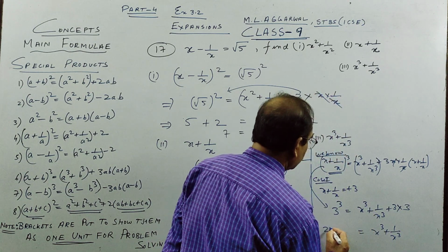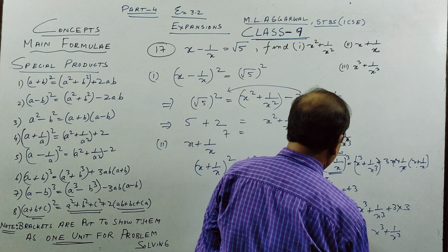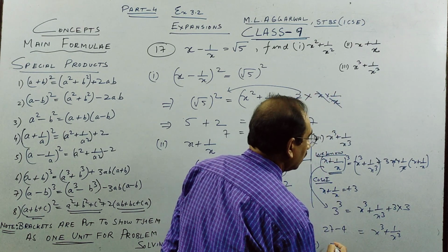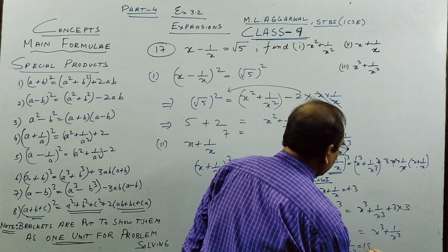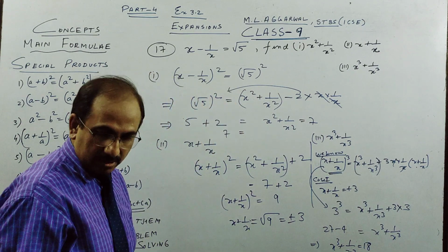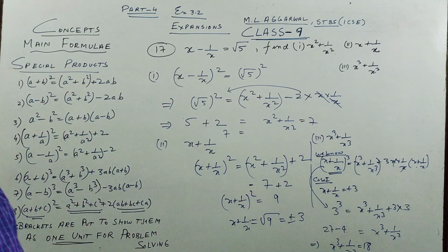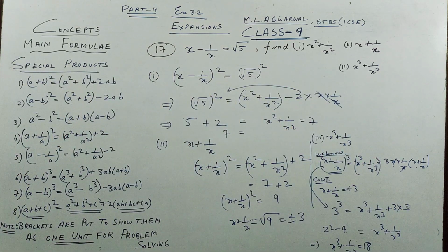This side it comes 27 minus 9. So you get x cube plus 1 by x cube is equal to 18. So this is what we get. But if you see the second part, please pause the video and copy. I will show you the second part of this. So there will be two answers.